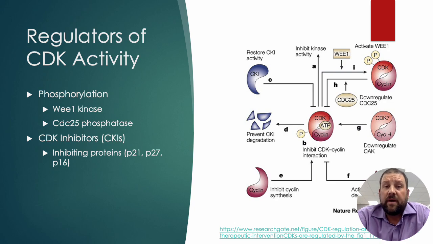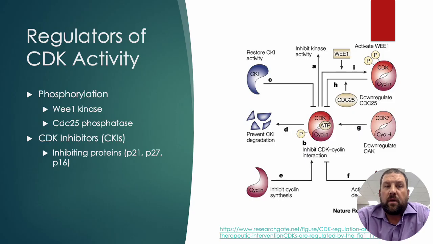On the other hand, the CDC25 phosphatase does the opposite job. It removes the inhibitory phosphate from CDKs, which allows them to become active and push the cell cycle into the next stage of the cycle. You could imagine CDC25 as the green light that tells the cell it is safe to proceed.